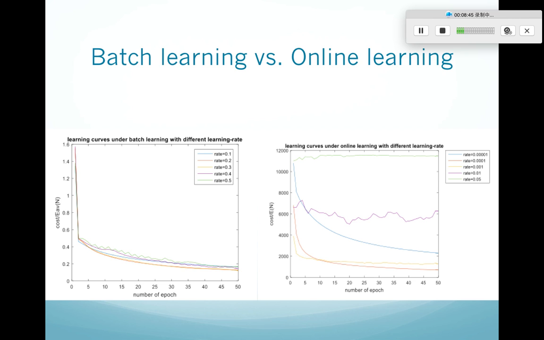From the picture, we can see that the rates 0.01 and 0.05 are too large for online learning, so the cost cannot be minimized with gradient descent. Also, the rate 0.001 is a little unstable. So 0.00001 and 0.001 can make a smooth descent on every surface, but the first one is a little bit slow. So we choose 0.001 to be our learning rate.